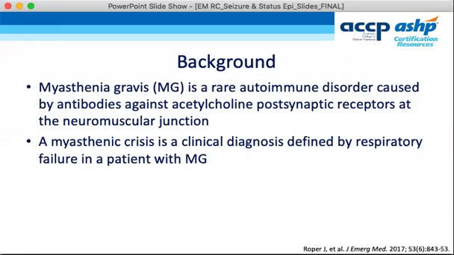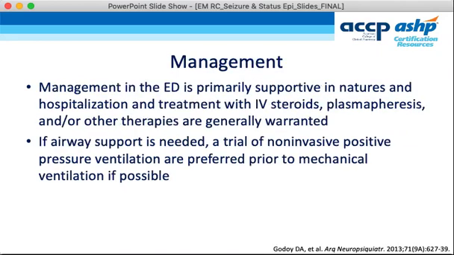Let's switch gears to myasthenia gravis. So as we probably know, it's a rare autoimmune disorder caused by antibodies against acetylcholine and the postsynaptic receptors at the neuromuscular junction. Something that we'll see for patients in the ED regarding myasthenia is a myasthenic crisis. And this is a clinical diagnosis defined by respiratory failure in a patient with a history of myasthenia. Management is typically primarily supportive in nature. Patients will typically be hospitalized. They can be given IV corticosteroids, typically large doses, plasmapheresis, or both, and other therapies may be warranted. In my institution, we typically do plasmapheresis plus or minus steroids.